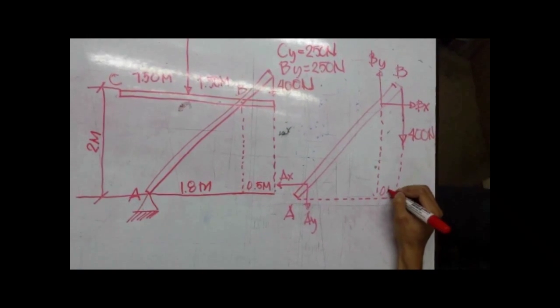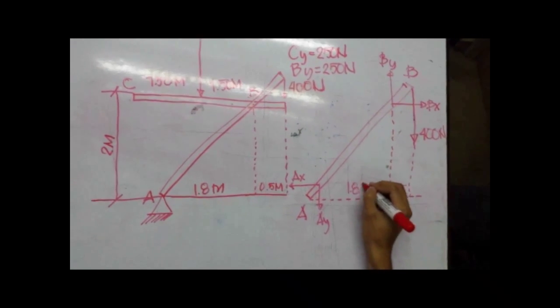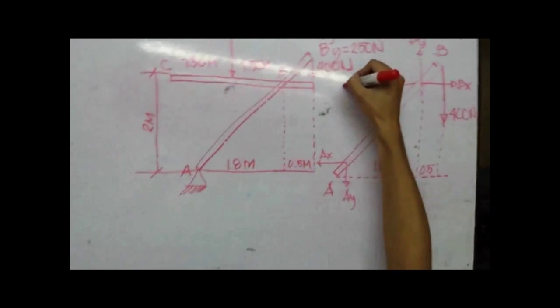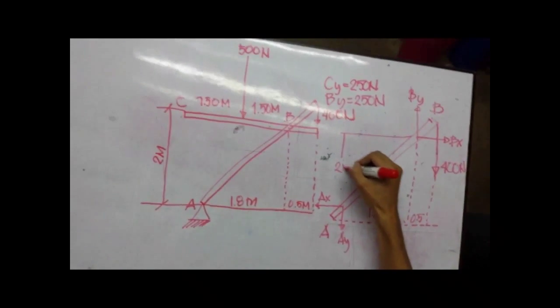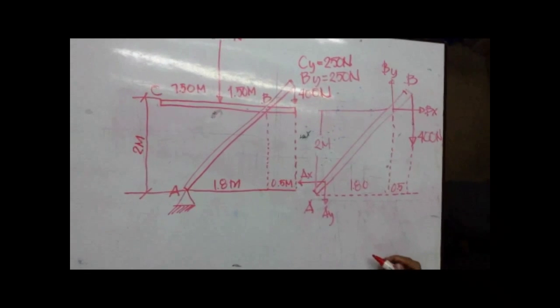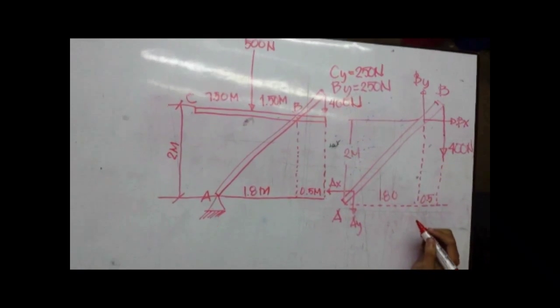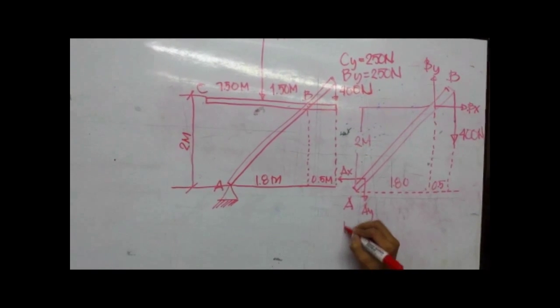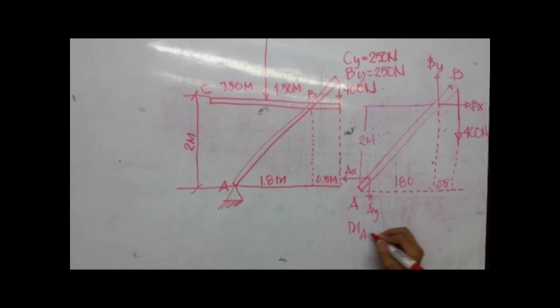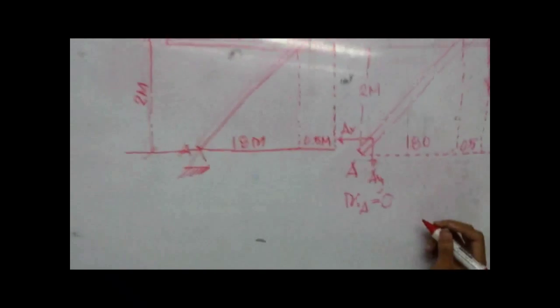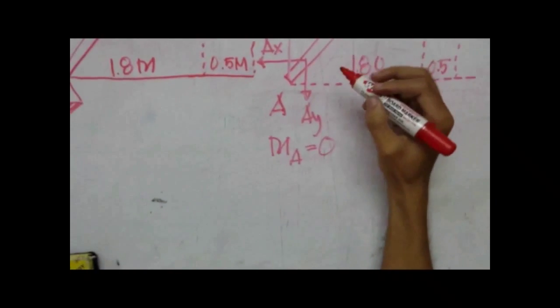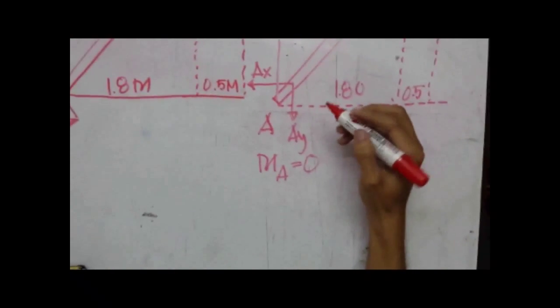We have 0.5 meters here and 1.8 here. And the height is 2 meters. First, similarly to the process we've done at the first segment, we're going to get the moment at point A, which is equal to 0. So the forces acting at point A will be equal to 0 too.